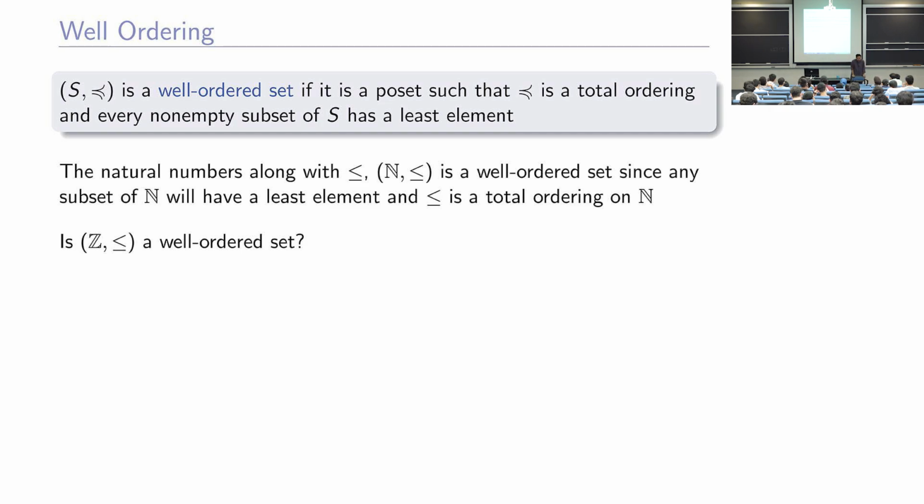Is it a well ordered set? If I take any subset, will there be a smallest? Any subset of this, will there be a minimum? Yes? No? What if I take all negative integers? Is there a minimum? If you take all negative integers, which one is the minimum? Minus 1 is the minimum?